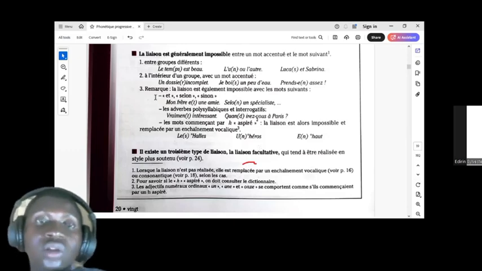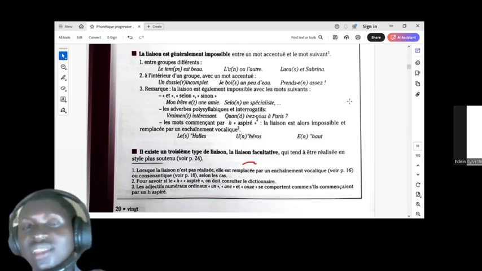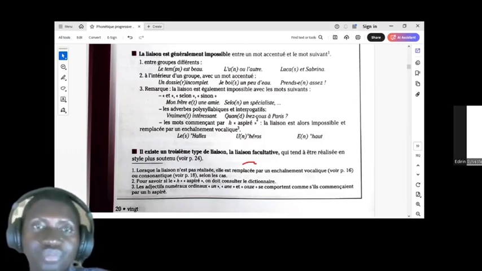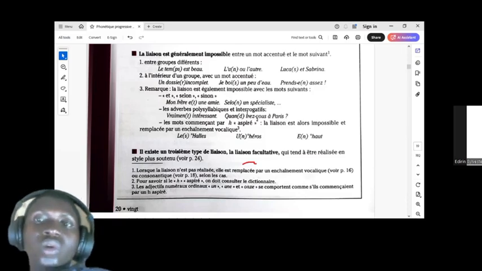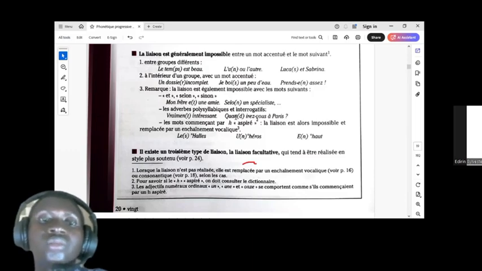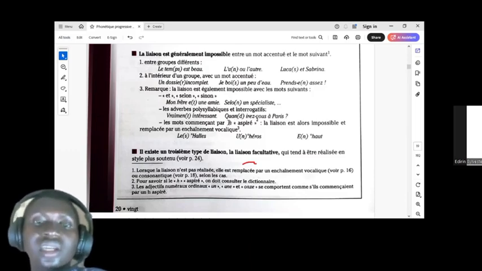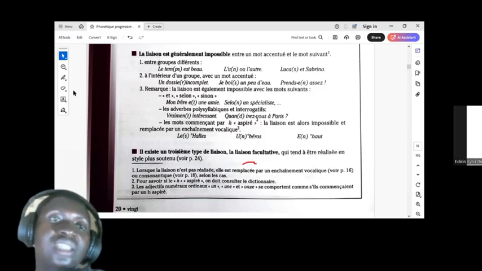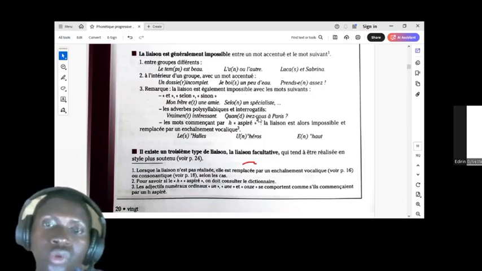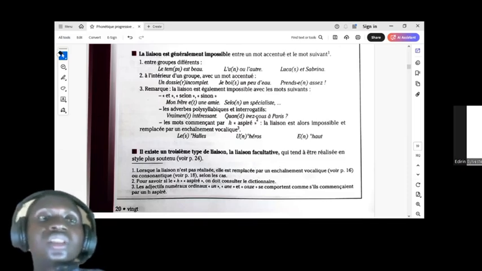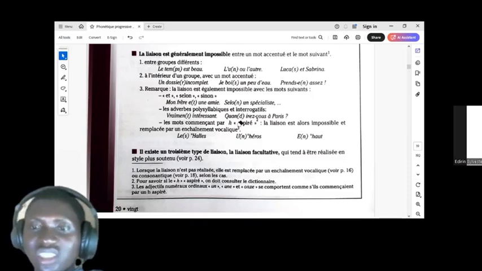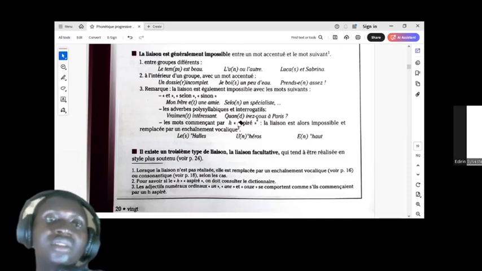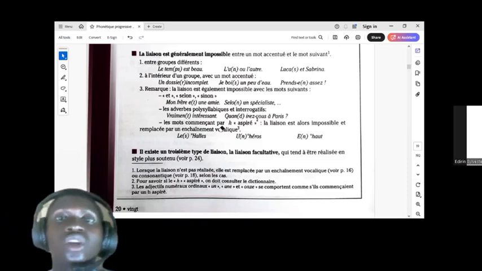Now the third type of liaison is called liaison facultative. For those ones, if they don't fall within the range of this liaison interdite, words that are accentuated, words like selon, à, sinon, adverbs, and then monosyllabic words, and words beginning with H aspiré, every other one is referred to as liaison facultative. So this is going to be the end of this brief lecture on continuity.